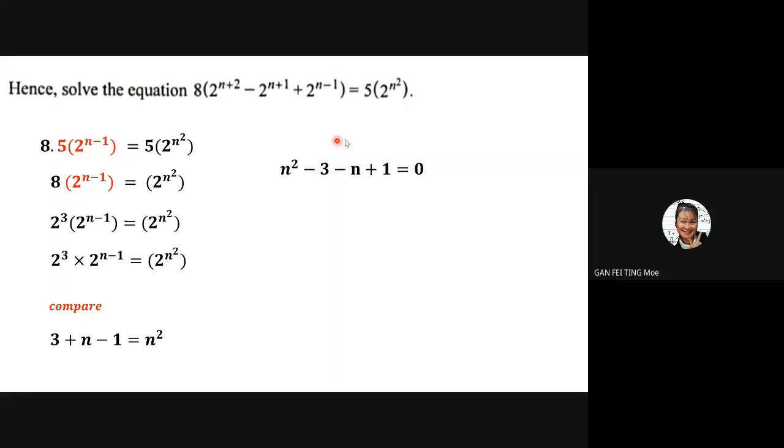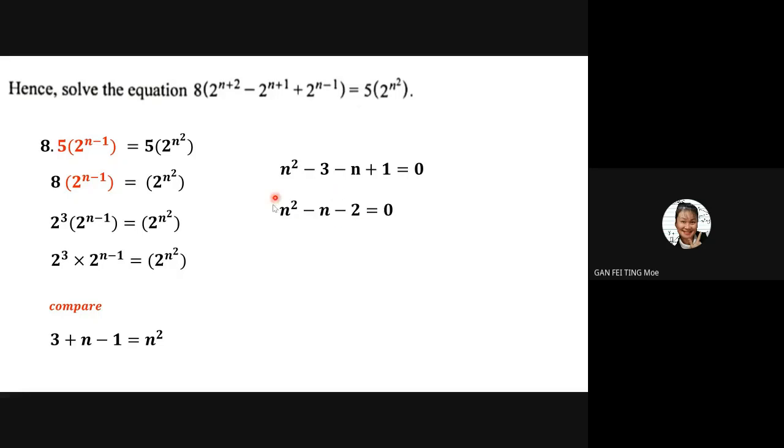Okay, lepas itu, what you do? You group the like term. Yang ini negatif 3 dengan tambah 1 boleh dikumpulkan. You akan dapat yang ini. You will get this. N squared minus n minus 2 equals to 0. Step by step because 6 markah.